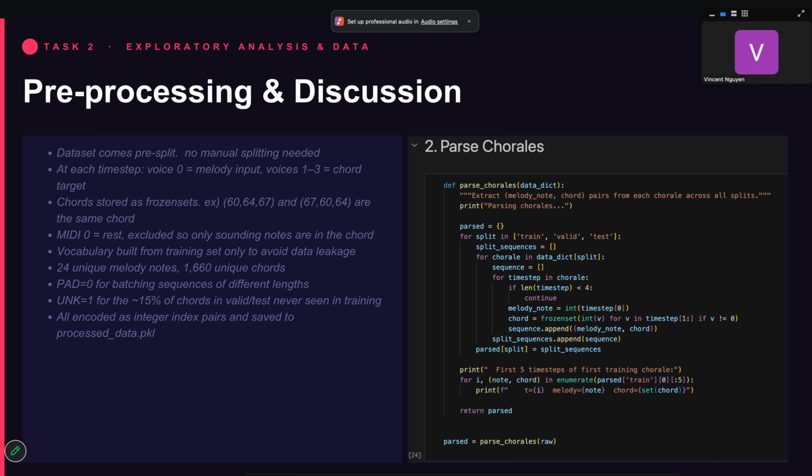Vocabulary is built from the training set only. There are 24 unique melody notes and overall more than 1,000 unique chords. We have separate placeholders for padding and then the UNK. At the end, all of these encoded sequences are saved into a pickle file. To the right, you can see a snapshot of how we parse these chorales. Then we take the pickle file and implement our model on it.